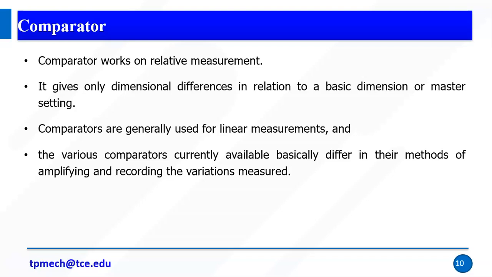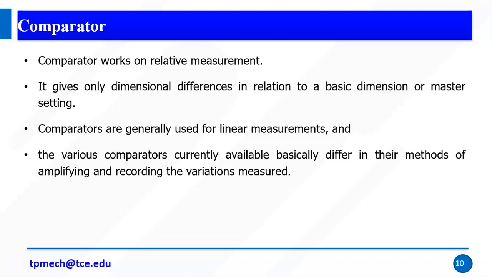Again, the comparator is a relative measurement. Relative in the sense that I have a standard and I am going to compare whether the unknown and the standard are the same size or same dimensions. I am going to relate the unknown to the standard. So a comparator works on relative measurements. It gives only the dimensional difference in relation to the basic dimensions or master setting. It won't give the exact value. It will give only the direct relation between the standard and the unknown value.